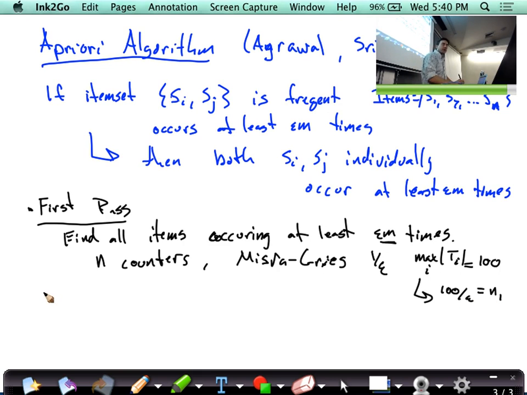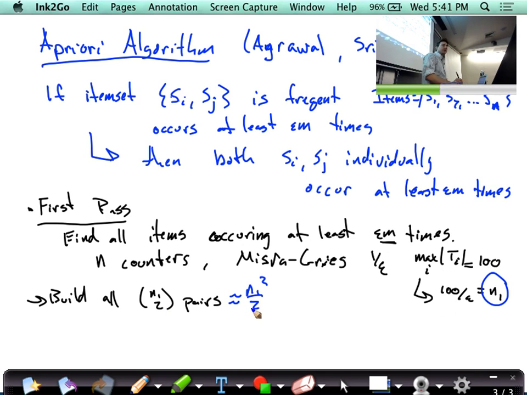Okay? So then what you do is build all n1 choose 2 of these pairs of the items which survive this first round. You find all the items which have survived, you get this set of n1 of them, and now you build these n1 choose 2 pairs. So this is about n1 squared over 2, roughly. If you looked at all the pairs initially, you'd get n squared. Hopefully n1 is much, much less than n, and typically this will be the case. So then you only look at these pairs here.